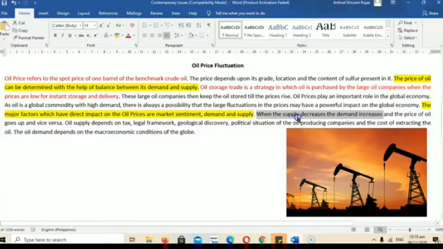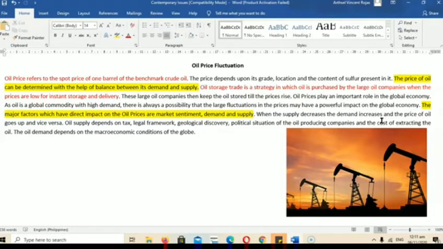However, there is a shortage of the oil. So there is a great demand for oil. What would happen to the price? It would increase the price. So the price of oil goes up and vice versa. So oil supply depends on tax, legal framework, geological discovery, political situation of oil producing companies, and the cost of extracting the oil. So the oil demand depends on the macroeconomic condition of the globe.